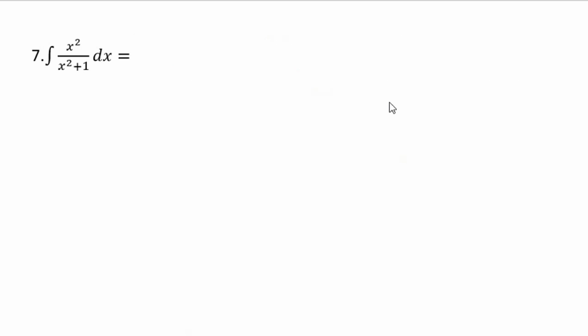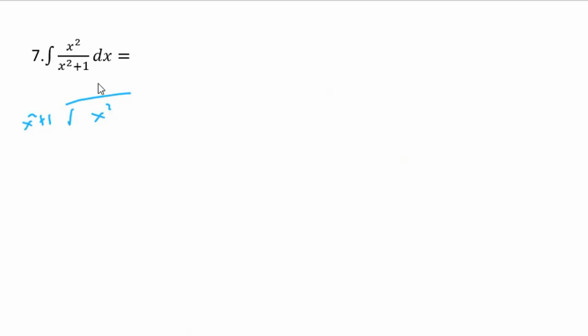Okay, for number 7, we have the integral of x squared over x squared plus 1 dx. So in this given, we are still going to divide because if the power of the numerator is greater than or equal to the power of the denominator, then we have to divide it first. So showing how to divide, we have x squared divided by x squared plus 1.